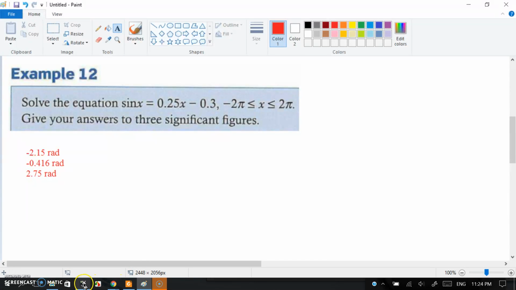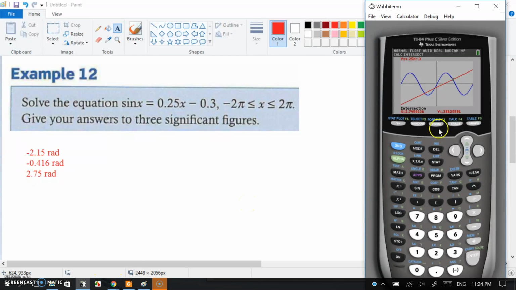That's how you use your GDC, your TI-84, to help you solve trig equations. Remember, be careful with your angle setting. Is it degree? Is it radian? And then when you go to window, you have to set the min and max accordingly.